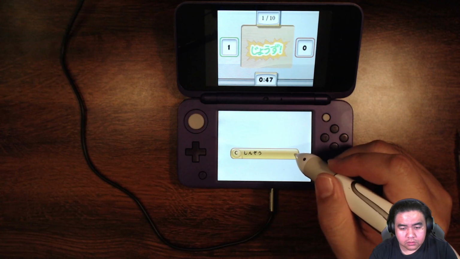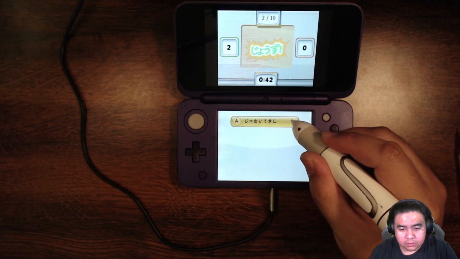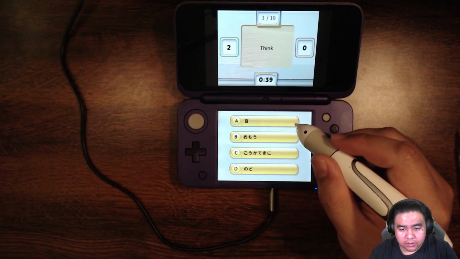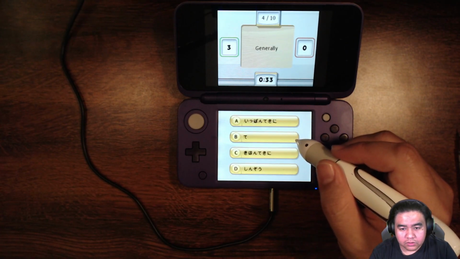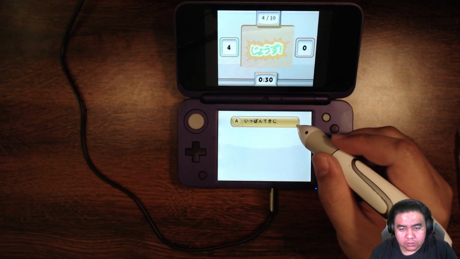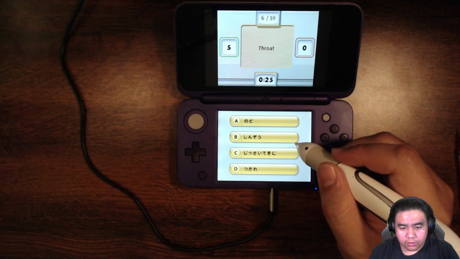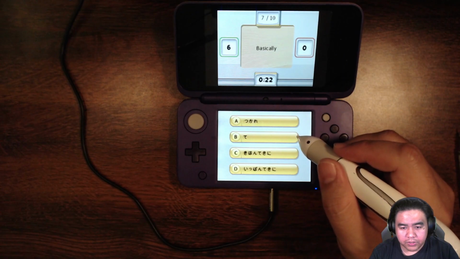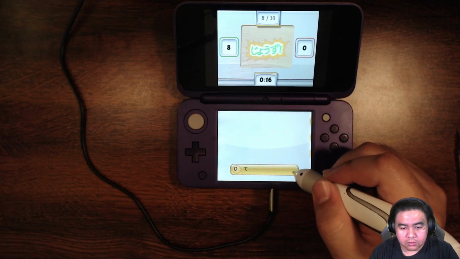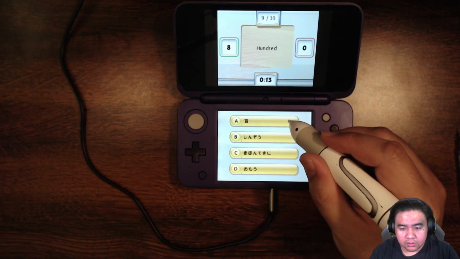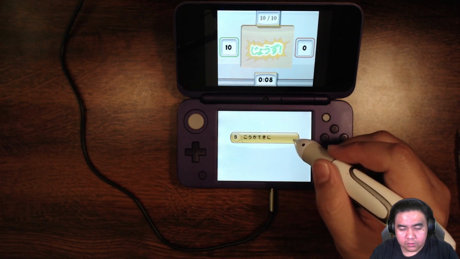Heart. 心臓. Practically. 実際的に. Think. 思う. Generally, 一般的に. Exhaustion. 疲れ. Throat. 喉. Basically. 基本的に. Hand. 手. Hundred. Efficiently. 効果的に.